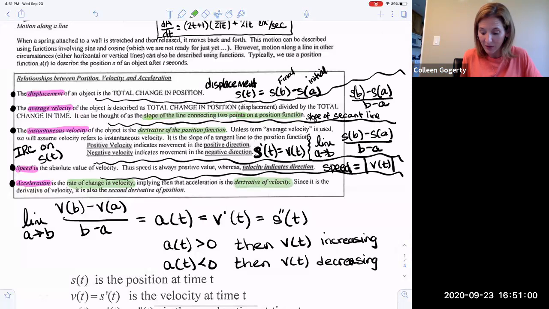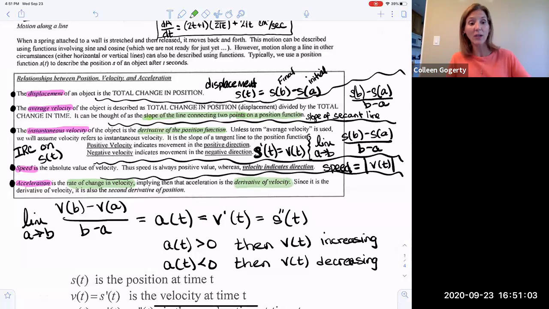So if we take this a little bit further, and I say, okay, if I've got a velocity function, a graph or an equation, and I want to look at the rate of change between two points, or at a specific time period, even one specific second, I can figure out the acceleration of an object at any given second, because that is the derivative, or the rate of change, of our velocity function. So since it is a derivative of velocity, it's also going to be our second derivative of position.